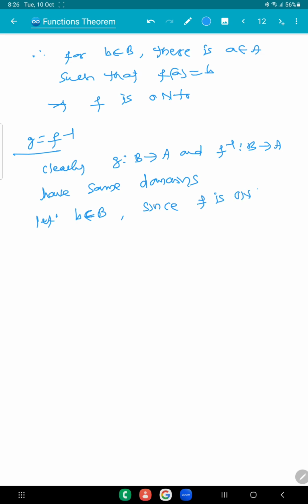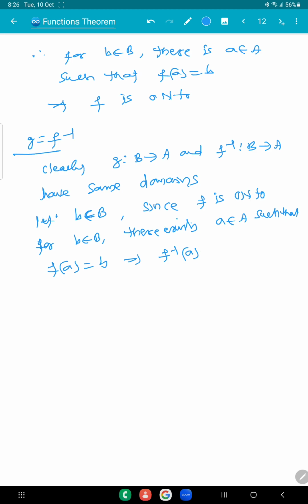Since F is onto, for B belonging to B, there exists A belonging to A such that F of A is equal to B. So it means that F inverse of B is equal to A. So the image of F inverse is A. So we need to show that G of B is also A.